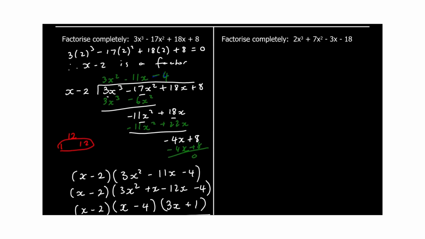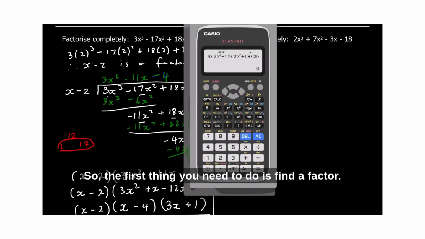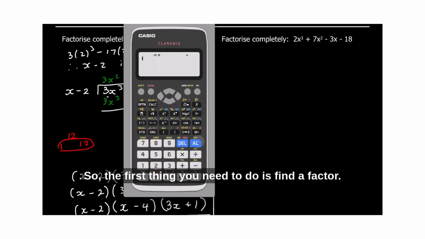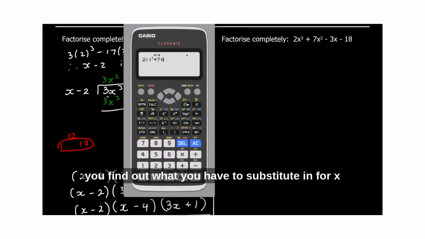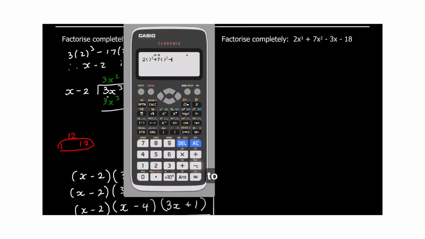One for you to try. Give it a go. So the first thing you need to do is find a factor using the factor theorem. So find out what you have to substitute in for x to make it 0. So you can start with 1, which isn't going to work. That's negative 12, that's no good. We can try 2.